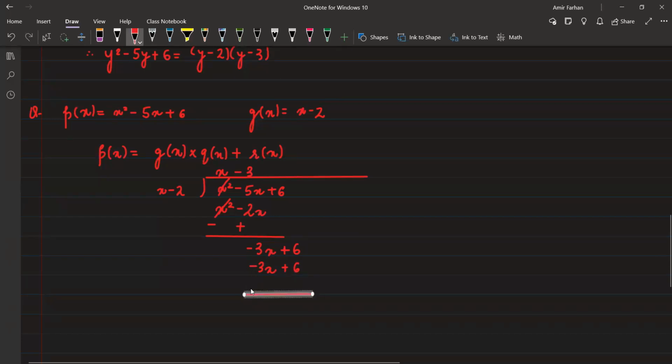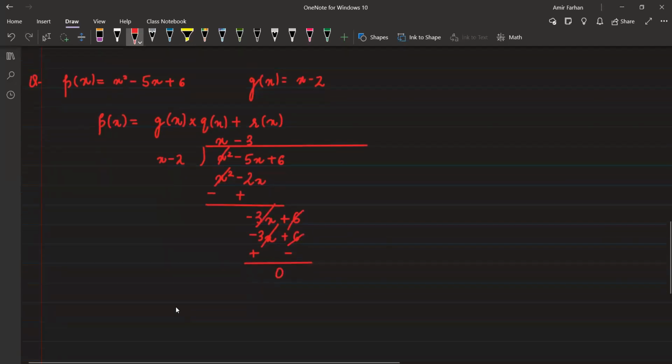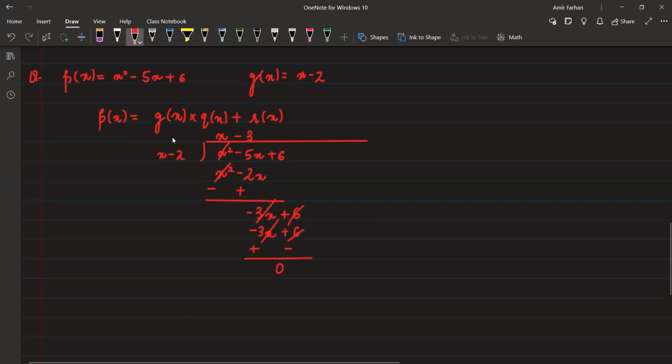So now subtraction again. This negative sign will become positive, this positive will become negative. So negative and positive get cancelled. Yes or no? Yes, sir. This will get cancelled, plus 6 and minus 6. 0 is left. So now you can write x square minus 5x plus 6 as p of x can be written as, what is the value of g of x? That is x minus 2.